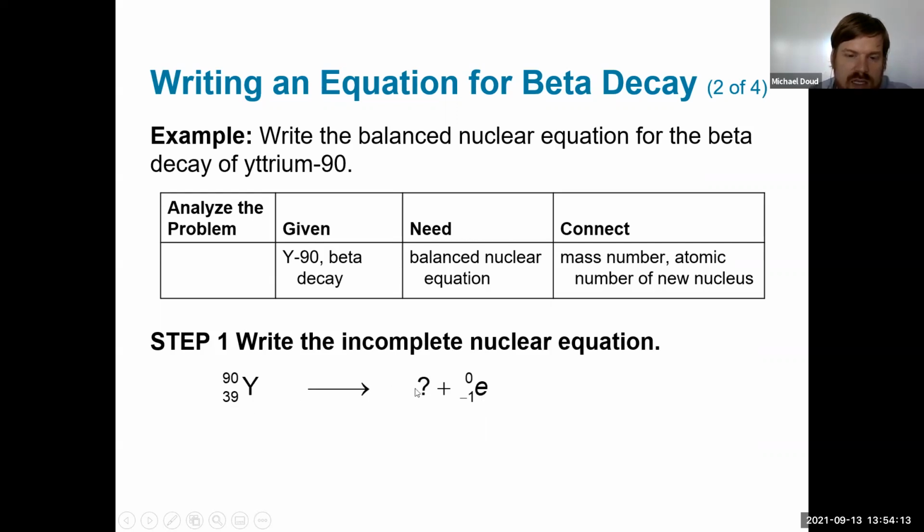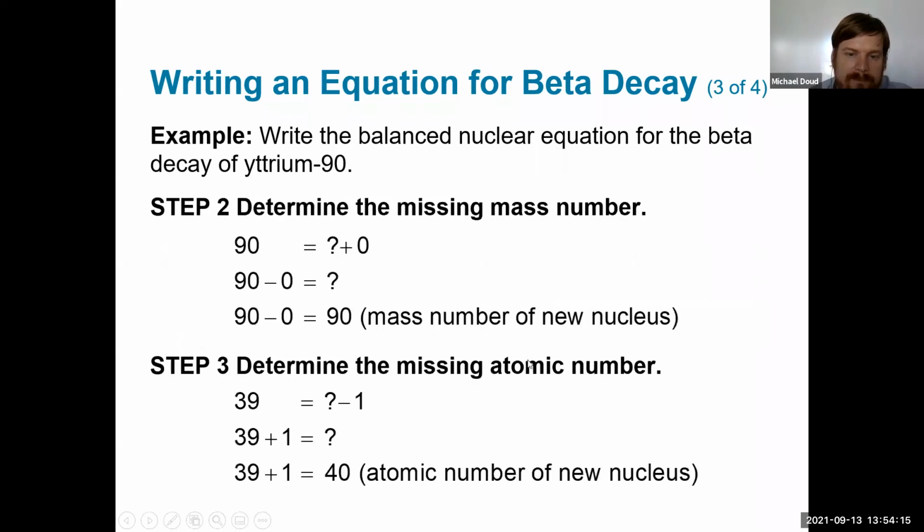So how do we find the identity of this element here? Well, it's pretty simple. First off, for the mass number, we have 90 equals the unknown mass number plus 0. Plus 0 doesn't do anything, right? So the question mark has to equal 90. Now the other part is finding the Z, the new atomic number. For that, we have 39 equals the missing atomic number -1. Add 1 to both sides. The new atomic number has to be 40.